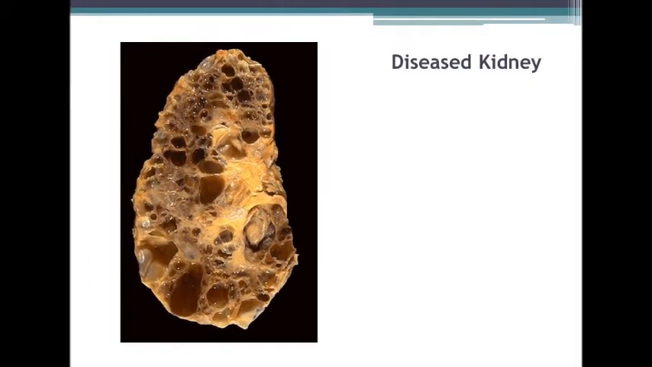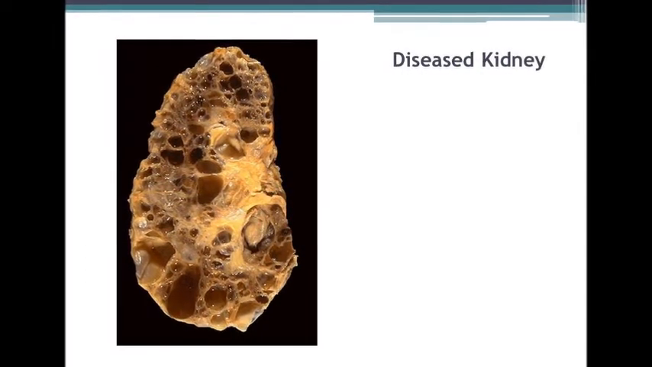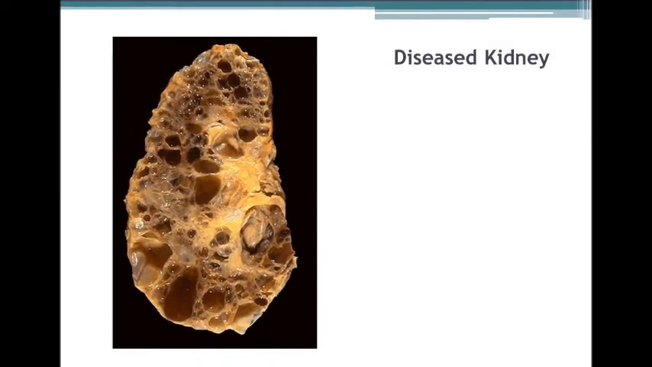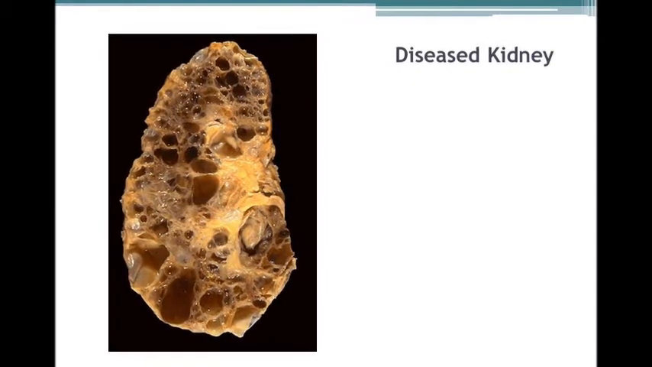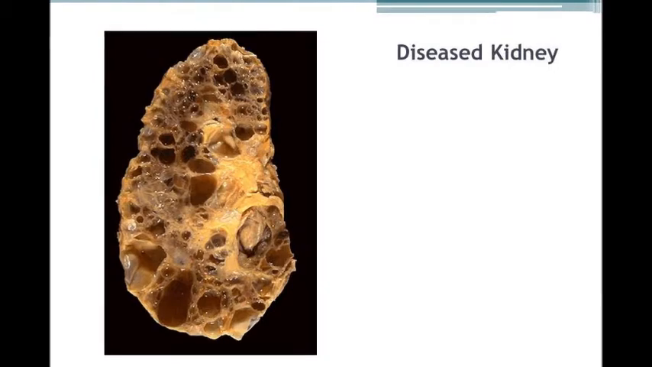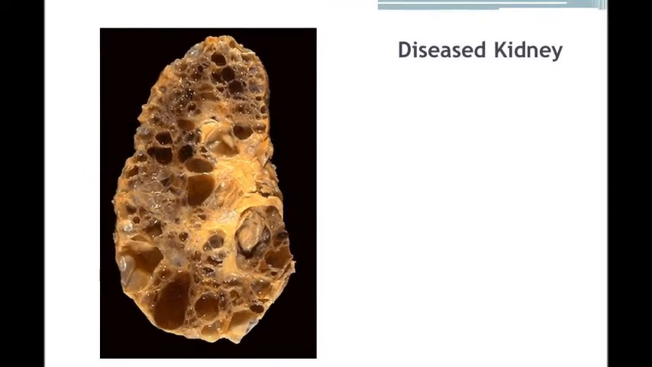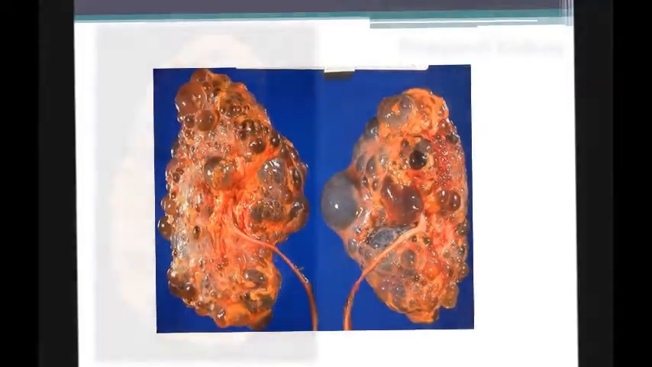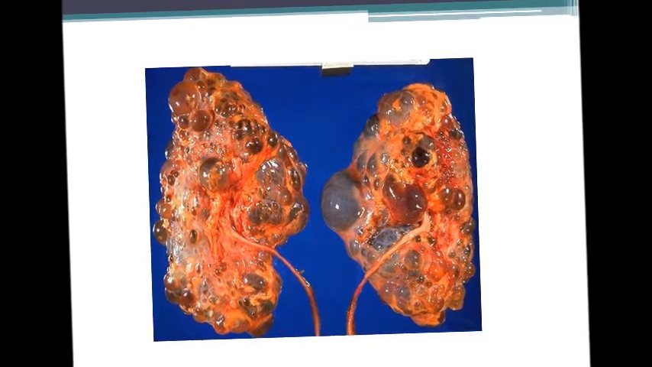This is the cross-section of a sliced kidney with the disease. The yellow surface is the unaffected part of the kidney. The part with a lot of holes is where the cysts have been formed. The affected area becomes completely non-functional.